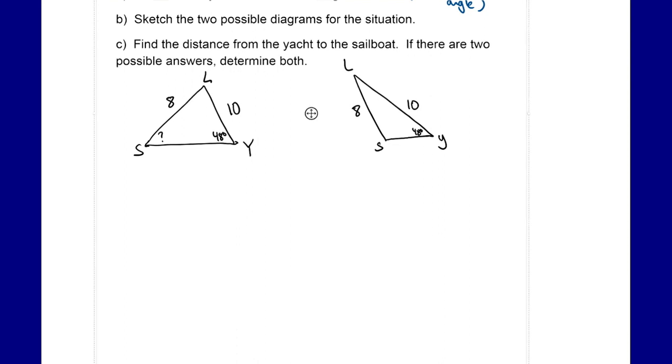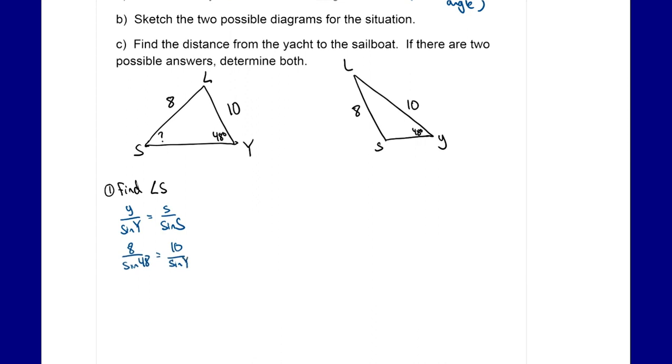So what we're going to do first is find angle S. That's the first thing we're going to do. So I'm going to use my sine law. I have a full pair and half a pair. So little y over sine big Y is equal to little s over sine capital S. So we have 8 over sine 48 is equal to 10 over sine Y, or capital Y.